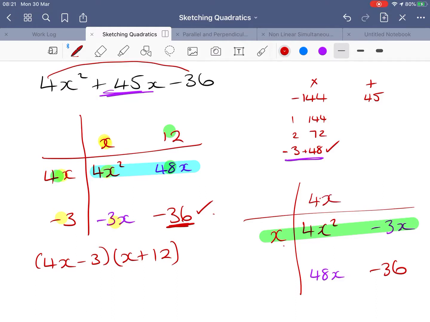What times 4x makes 48x is going to be 12. What times x makes minus 3x is going to be minus 3. And then I do my check. Minus 3 times 12 is minus 36, yes. And my two brackets are 4x minus 3 and x plus 12. Okay, so it doesn't matter which way you put it round.